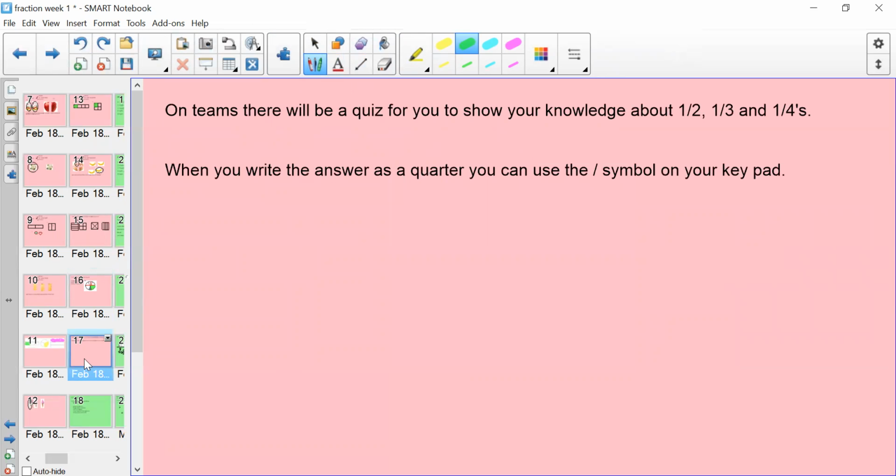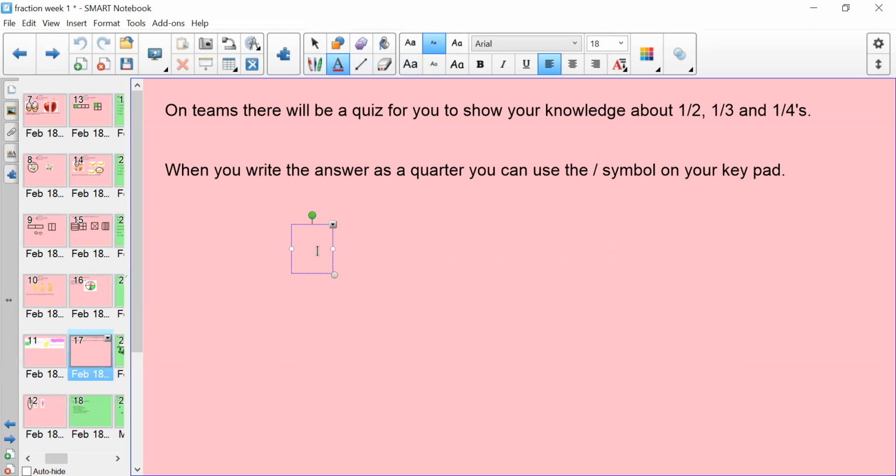Okay, so what we're going to do now is you're going to go into Teams and there's going to be a quiz for you to show your knowledge of a half, a third, and quarters. And when you write the answers as quarters or halves or thirds, you may want to use the dash symbol on your keypad. So it is quite tricky sometimes to find a line, a straight line.